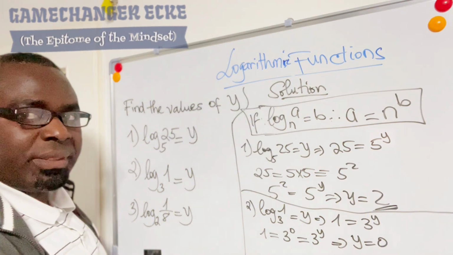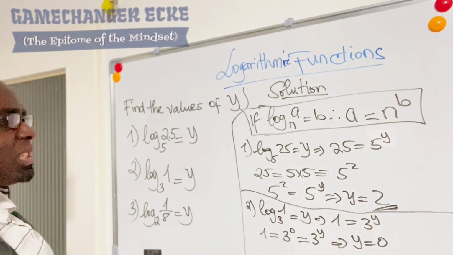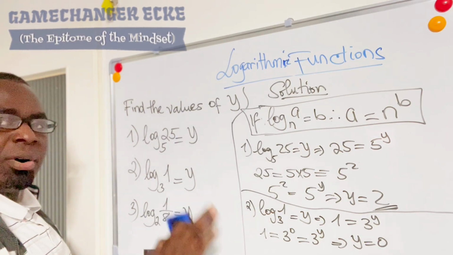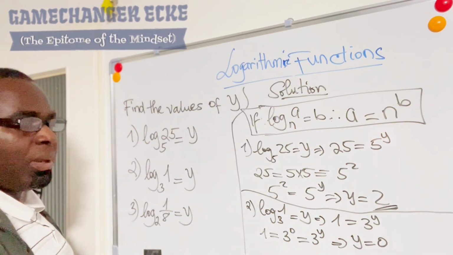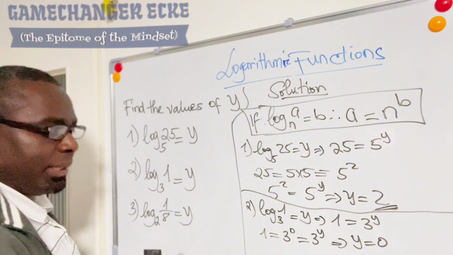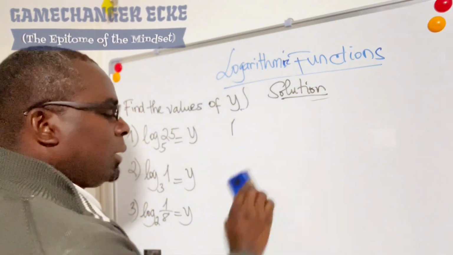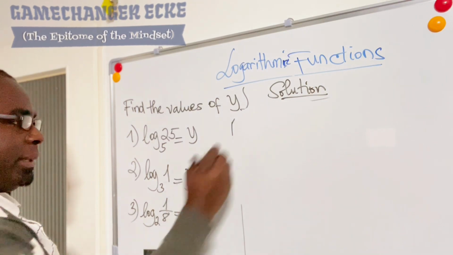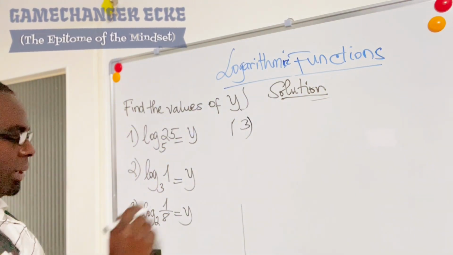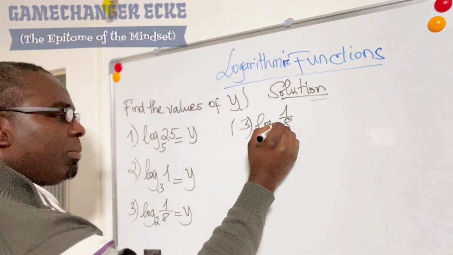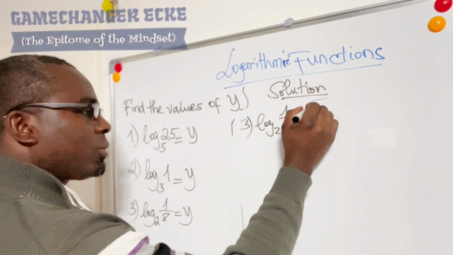So let's solve the next one. Let's solve number 3. Please, if you have any doubts here, pause the video and do a follow-up and see if you will understand it again. So let's go to number 3. We have here the log of 1 on 8 to the base 2 is equal to y.